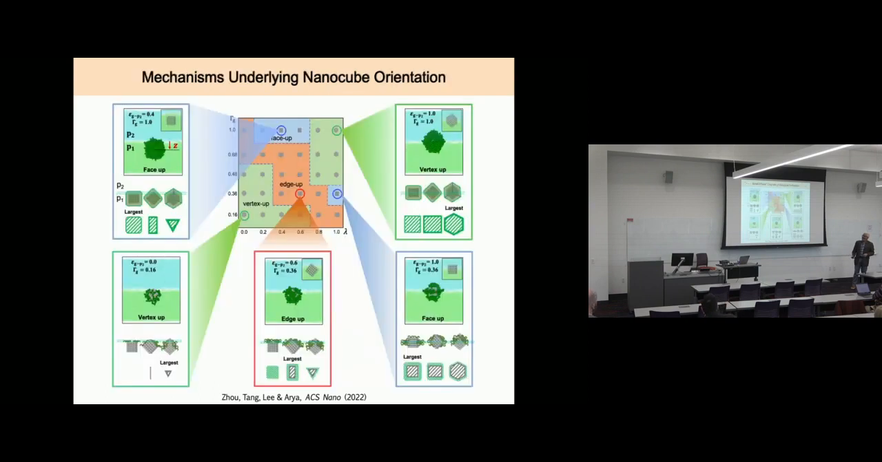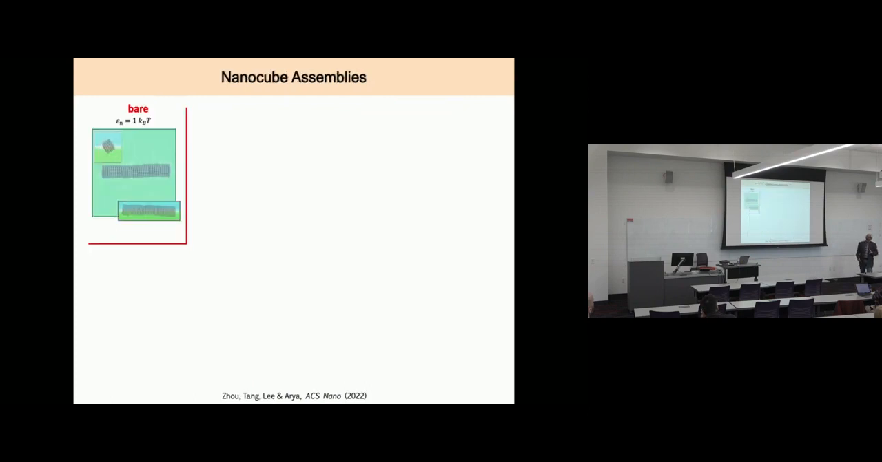Okay, and we have also deciphered the reasons for this, which I'm not going to go into detail on, but there are several reasons why it happens. So we've been able to explain why exactly that happens. But now that you can control the orientation, can you control the assembly of these particles? Indeed, you can to some extent.